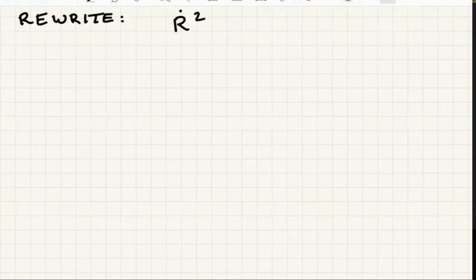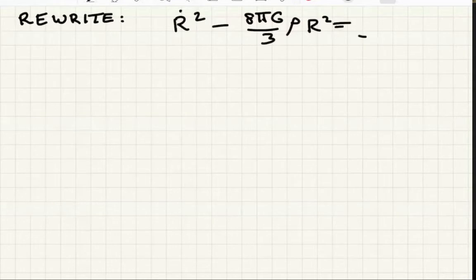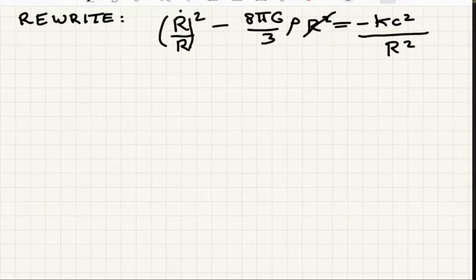Oh, let me just rewrite these equations in a very practically useful form. You can go so far with this one little equation. Okay, r dot squared minus 8 pi g rho over 3 r squared is equal to minus kc squared. I could divide both sides by r squared. What do I have on the left side? It's my Hubble parameter, h squared.